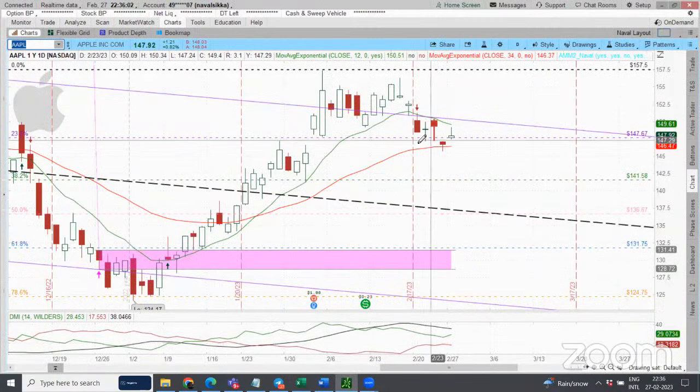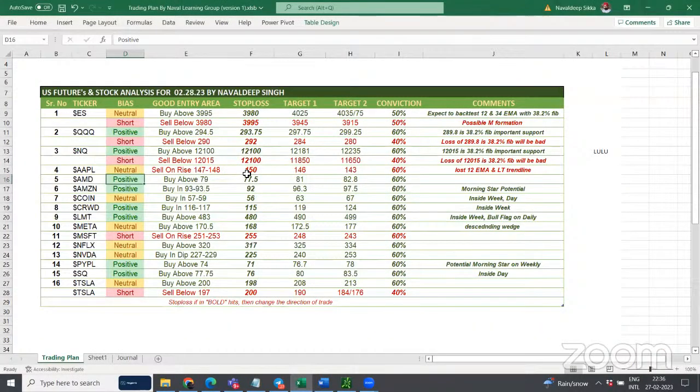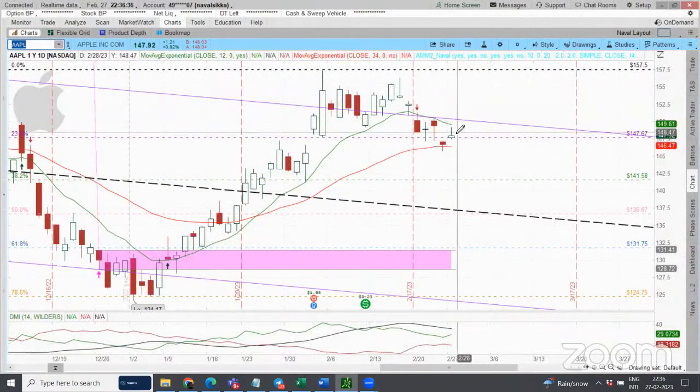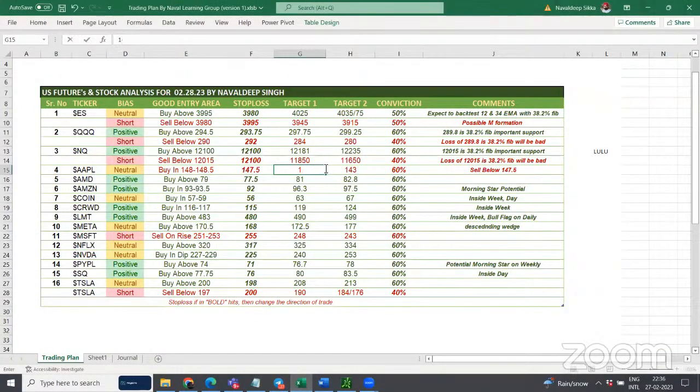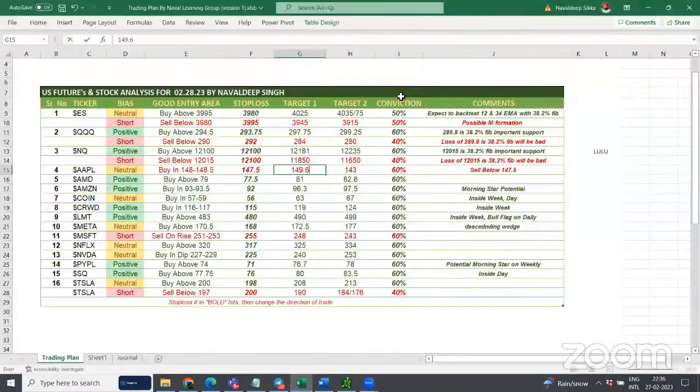So I will take a chance because it's holding this area. It's holding 34 EMA, 147.67 as my stop loss. 147.50, I'm just rounding it off as my stop loss. I will sell this below 147.50. But I'm going to try a buy in the range of 148, 148.50. If it comes in that range, because it's holding this area, 149.60, which is a 12 EMA, and then I'll be looking for the gap at 150, 153.35.